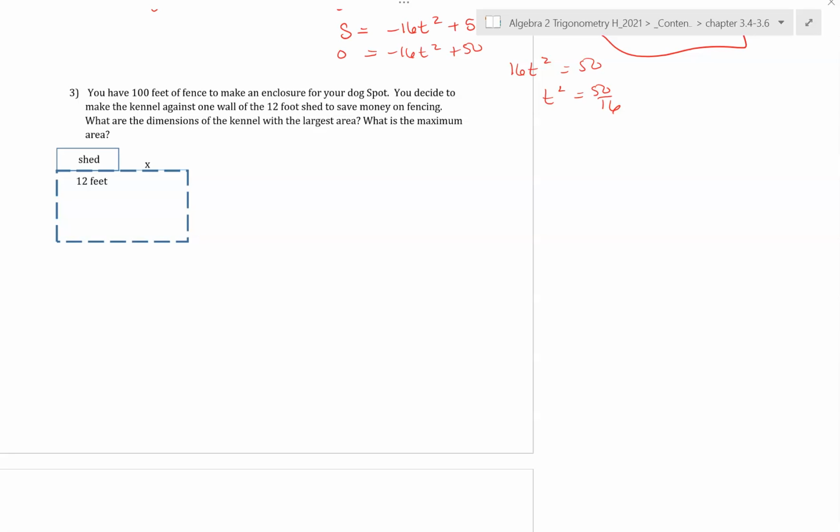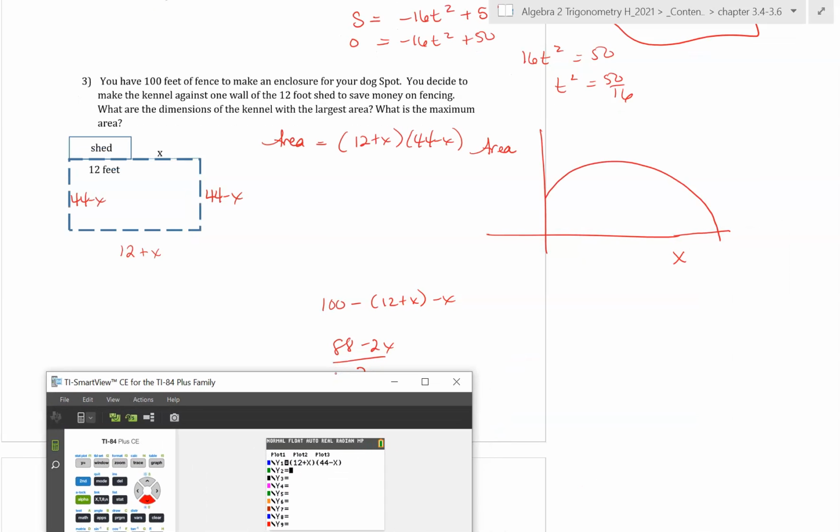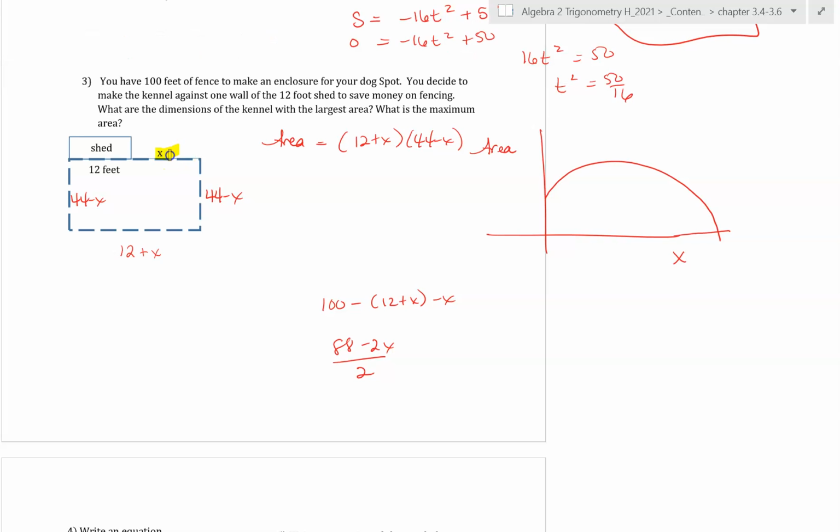See if you can decide what will be your y values, what are you graphing with respect to x, and maybe try and write an equation. Okay, so for this one, if we have a value of x, then the opposite side must be 12 plus x, and we know we have 100 feet of fence, so we subtract the 12 plus x and the x that we use. We're not putting a fence in front of the shed. So 88 minus 2x, well, we divided by 2 because we have 2 sides. These will be congruent. So that's why we have 44 minus x and 44 minus x.